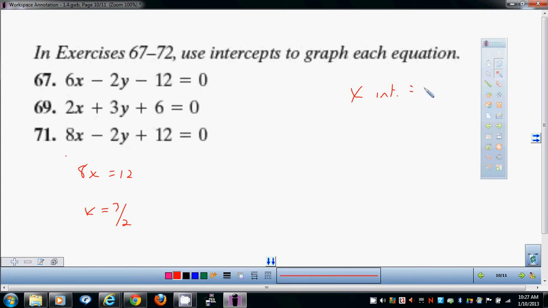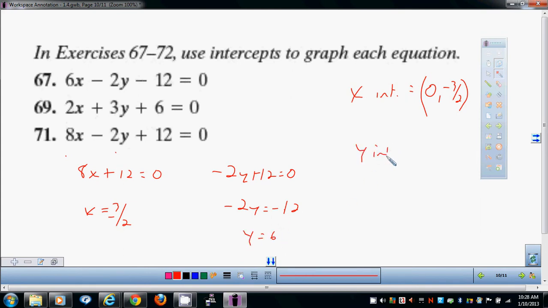Or is it 2/3? I put in 0 for y. So I just got 8x plus 12. Yes, thank you. Which would have made that a -12, therefore making it -3/2. Thank you. So my x-intercept is 0, -3 over 2. And then for my y-intercept, that's going to have an x-coordinate of 0. So I can plug in 0 for my x. -2y plus 12 equals 0. Subtract. y equals 6. And your y-intercept equals 0, 6.